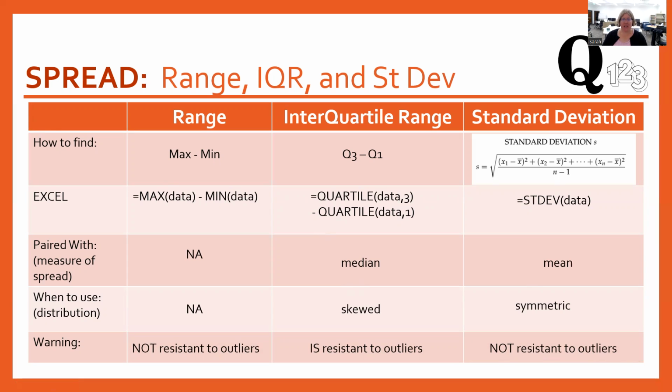All right, so only one of these is resistant to outliers, and that's the IQR. If there's an outlier, the IQR doesn't change very much at all. If there is an outlier, then the range and standard deviation will change. They are not resistant to outliers. So you do have to be really careful if you have outliers and you're looking at the standard deviation or the range.